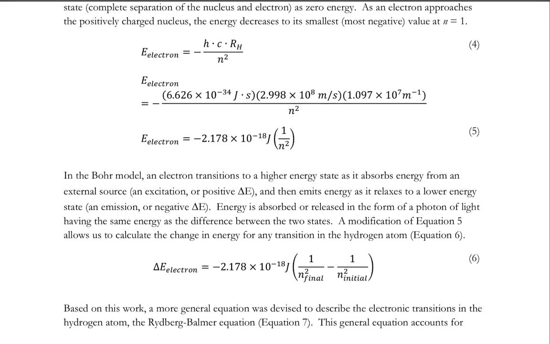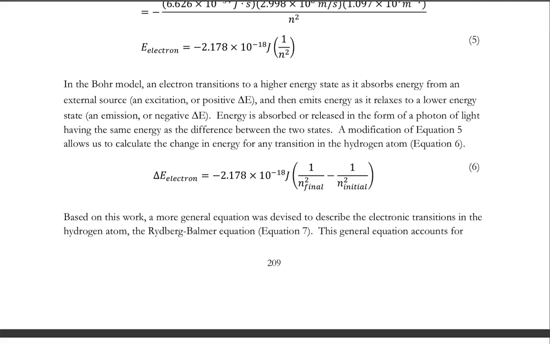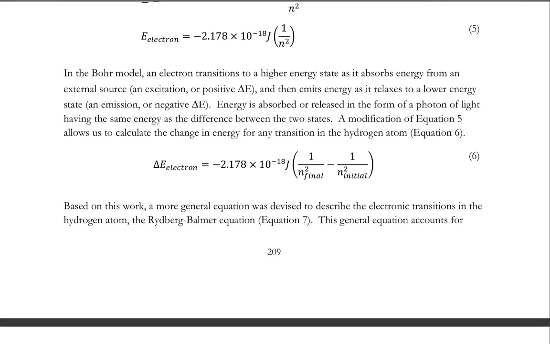Bohr came up with this equation 5 for the energy of the electron given the state that it's in. So E, the energy of the electron, equals negative 2.178 times 10 to the minus 18 joules times 1 over n squared. So depending on what n state the electron's in, we can calculate its energy.